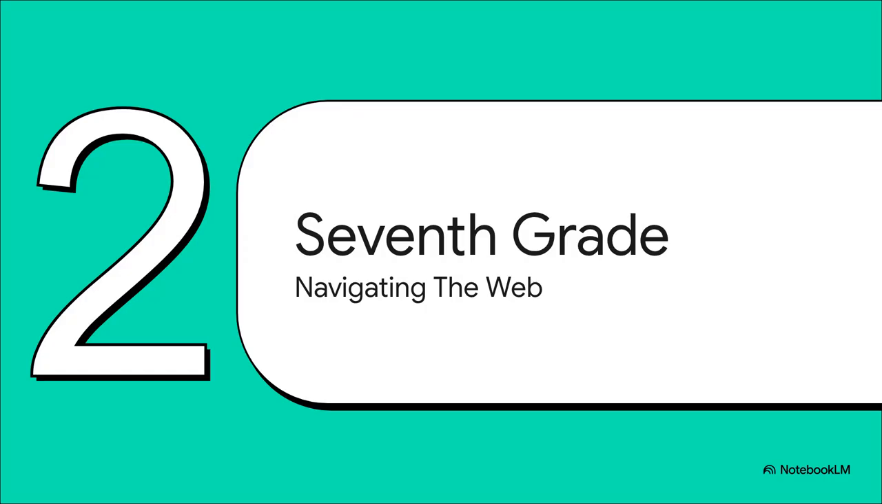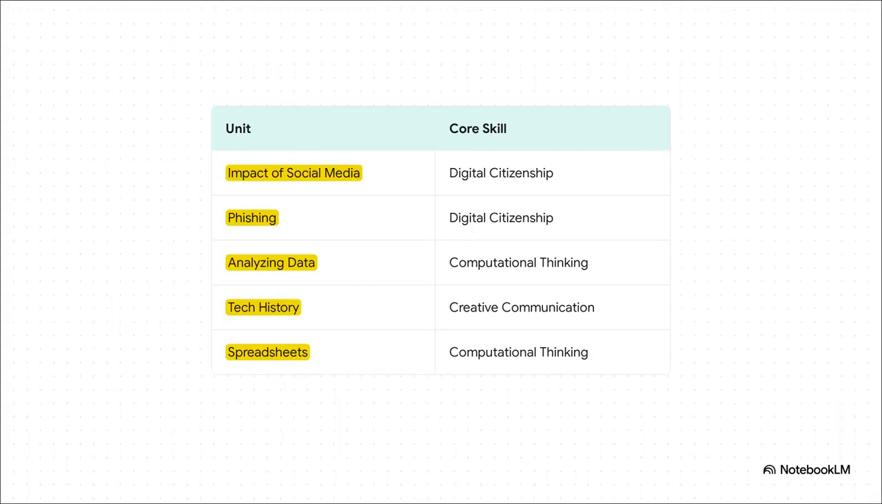Okay, so that's 6th grade. Now let's jump ahead to 7th grade. They've got the basics down, so now things start getting a little more complex. The focus shifts to navigating the tricky, messy social world of the modern internet. And you can really see the focus sharpen here. They're tackling heavy-hitting topics like the real impact of social media and, super importantly, how to spot online threats like phishing scams.